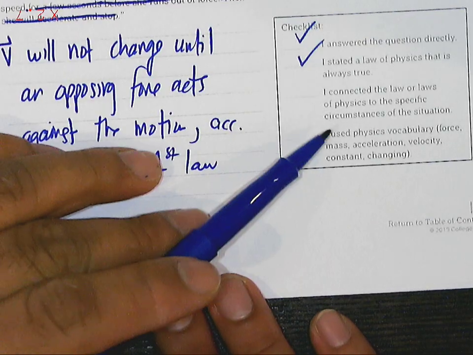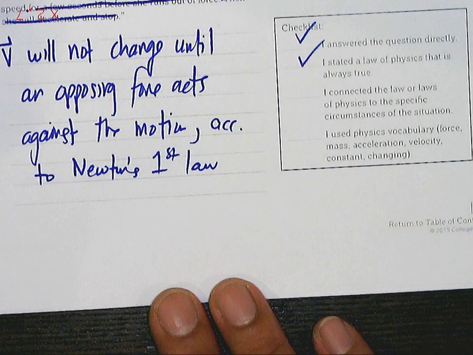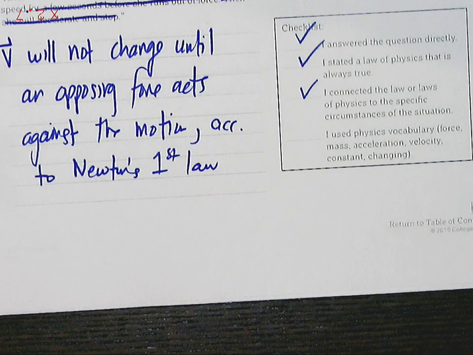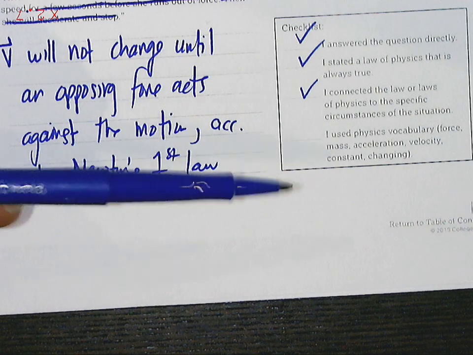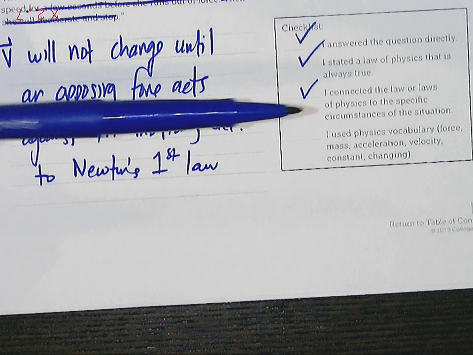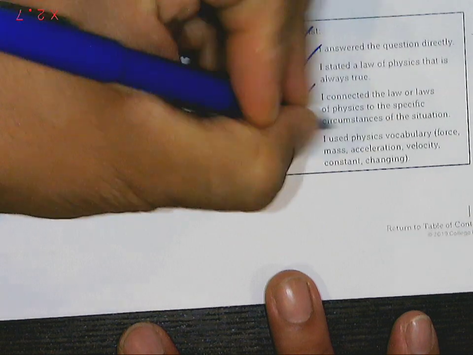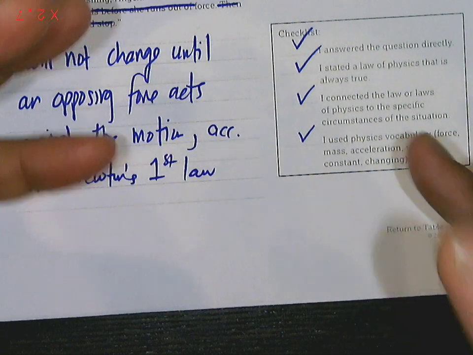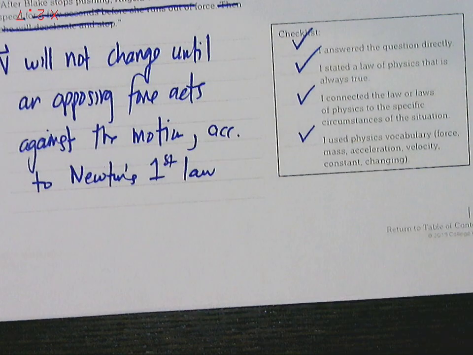I stated the law of physics is true. I connect the law of physics to the specific circumstances of the situation. Yes, it's explicitly stated in this video, but of course you have to write it. And I use physics vocabulary. Did I use velocity? Did I use force? I've had to use these other words. So if you go through this checklist and give everything a check, then you're well on your way to getting a full-fledged valid response expected from the AP exam.